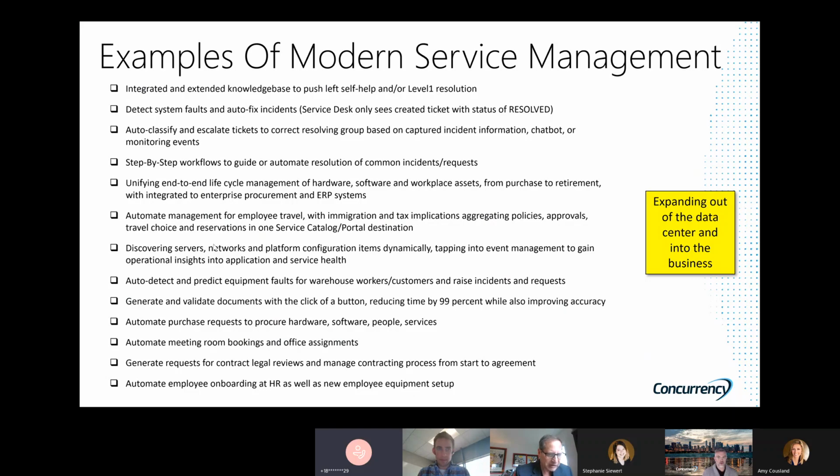Some interesting things here, just to point out some things that have been done. If you look at the concept of asset management, somebody's used the ServiceNow automated workflows to identify end-to-end lifecycle management for all their assets, all the way from the time they're purchased to the time that they're retired. Another interesting one that one company did is they automated all the management for employee travel.